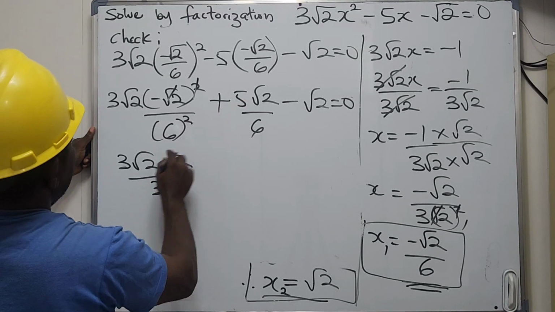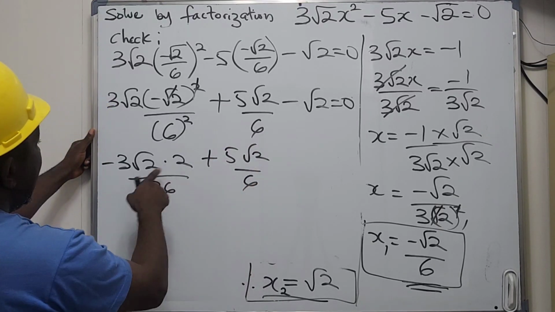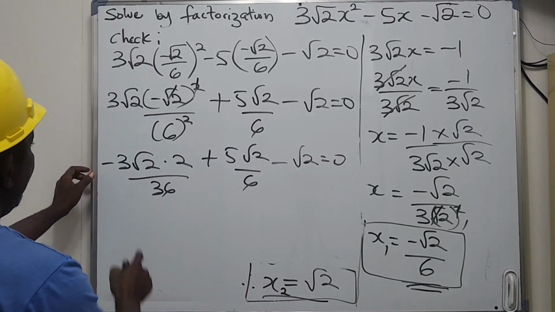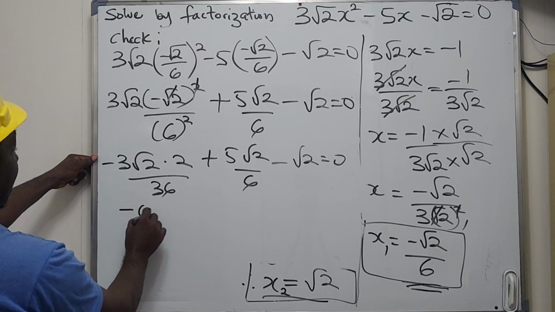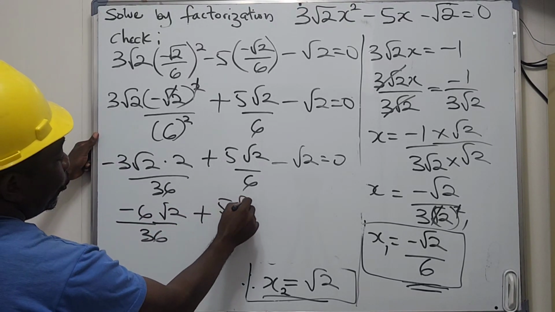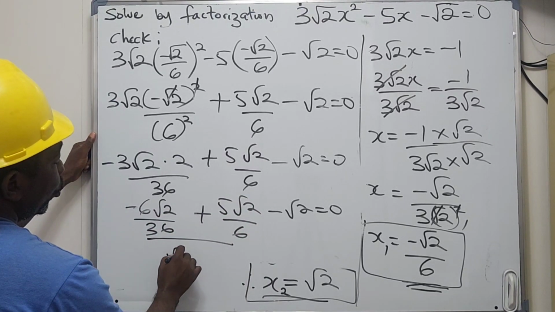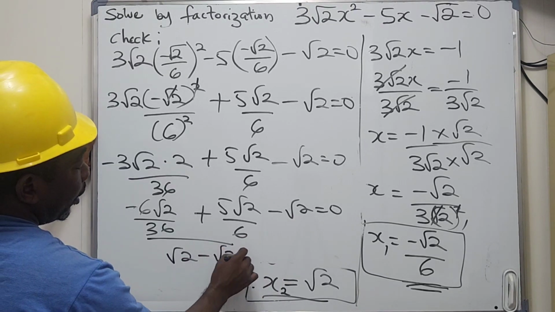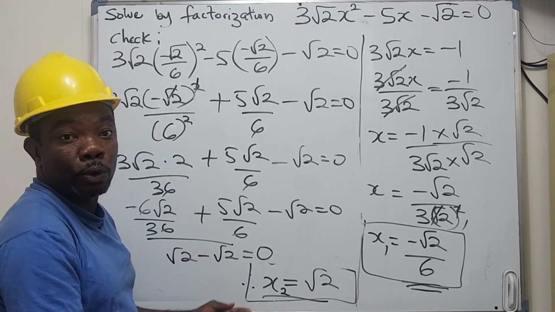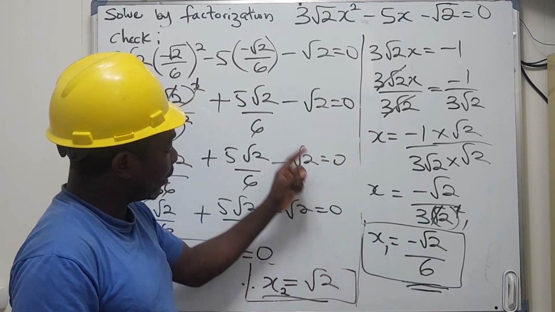So we are now left with, we still have minus here, plus 5 root 2 all over 6, and here we have minus root 2. Will this equal to 0? Here will become 2 times minus 3, which is minus 6 root 2 all over 36, plus 5 root 2 all over 6. So when we add this, the whole of here will become root 2. So minus root 2 will become 0. So here we can see that what we have on the right hand side is what we have on the left hand side. Therefore, our x equals minus root 2 all over 6 satisfies this expression.